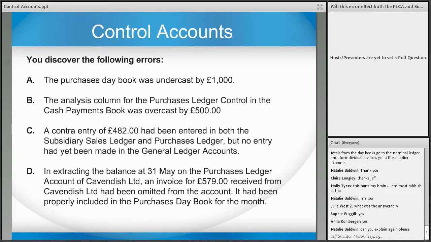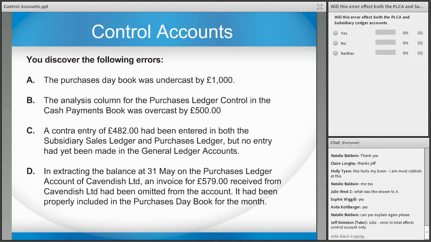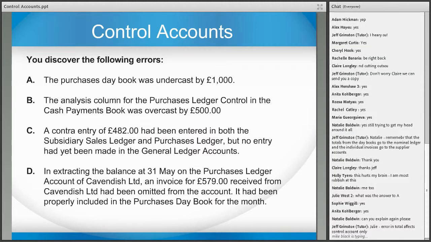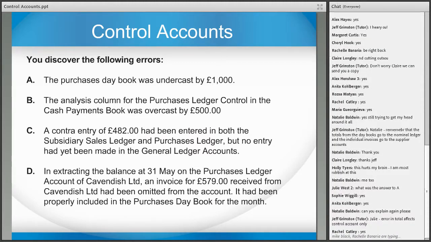You need to really be clear in your mind exactly what it is we're dealing with here. If we're looking at the payments to suppliers from the cash book, and that amount has been overcast by £500, when we've posted that to the control account, it will make a difference, but the individual subsidiary ledgers won't be affected. All okay with that one? Should we move on?